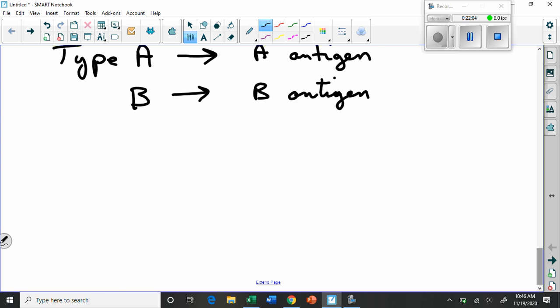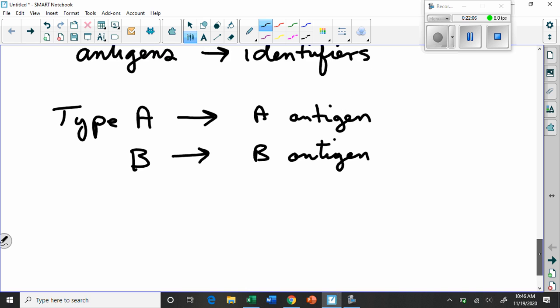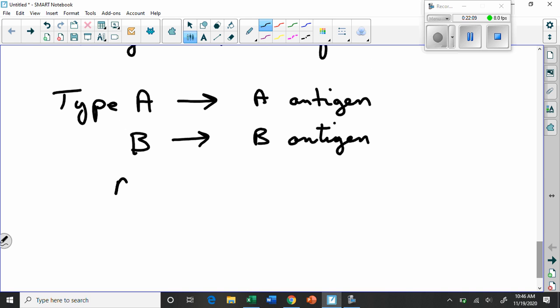Some people have both. So they would have type AB blood. They have A and B antigens.